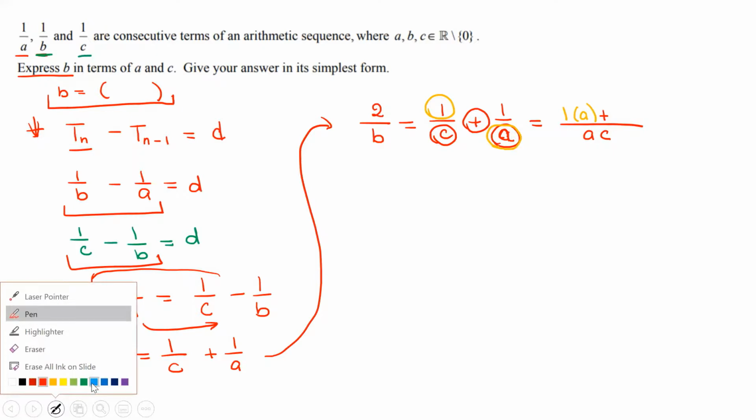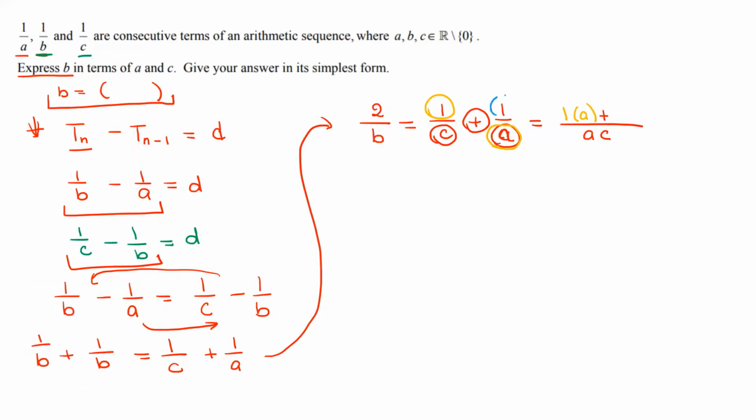Then we do the exact same with the other one. We look at the top of the first one, which is 1, and we multiply it by the bottom of the second one, which is c. If we tidy that up, we're just going to get a plus c over ac. So now we know the equation: 2 over b is equal to a plus c all over ac.